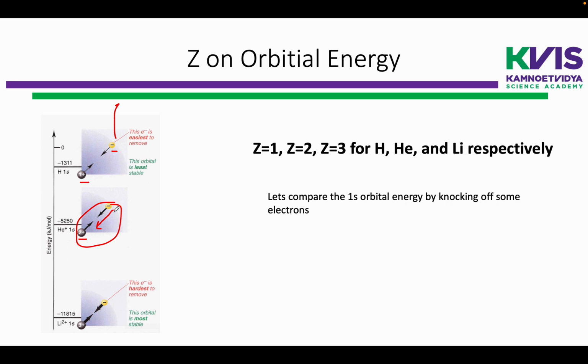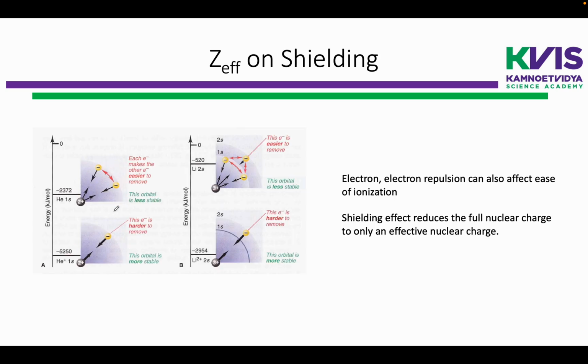Let's look at another effect called shielding. In this effect, let's say I have 2 electrons in helium. These 2 electrons will feel the pull of the 2 protons at the center of my helium atom. So that's quite typical.